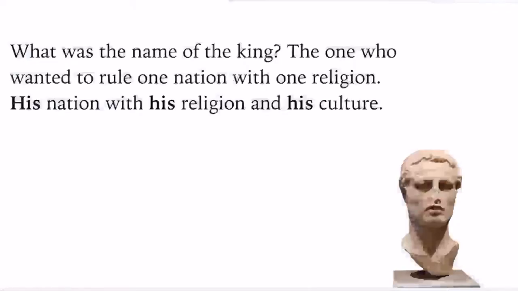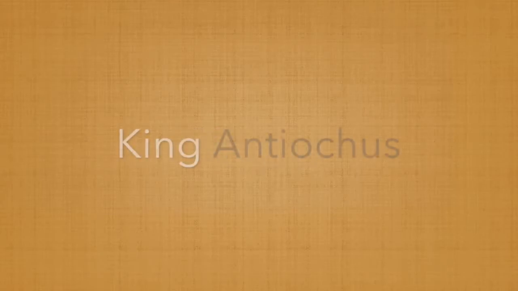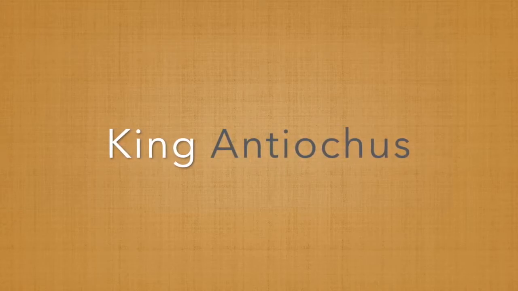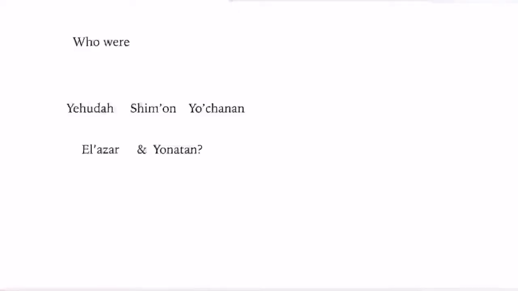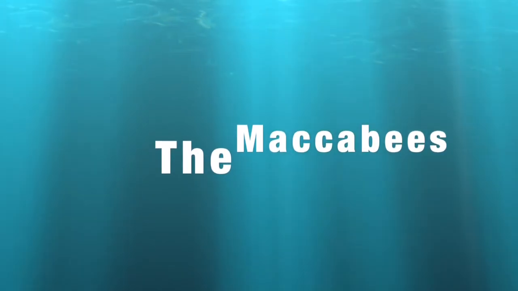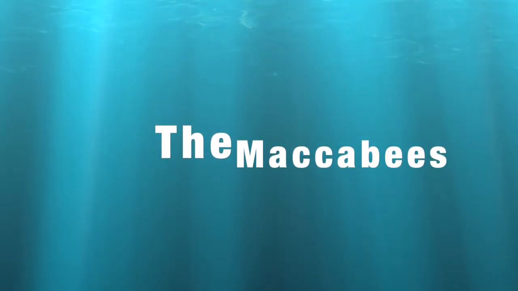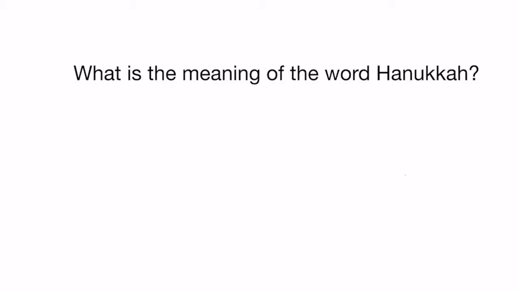Review. What was the name of the king, the one who wanted to rule one nation with one religion, with his religion and his culture? King Antiochus. Who were Yehuda, Shimon, Yochanan, Elazar, and Yonatan? They were called the Maccabees. What is the meaning of the word Hanukkah?